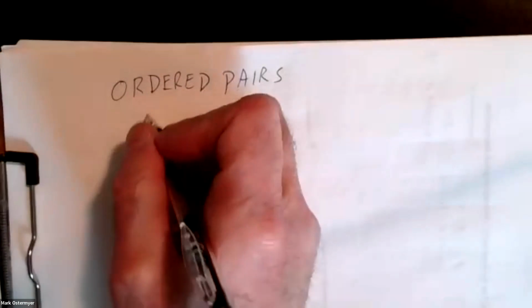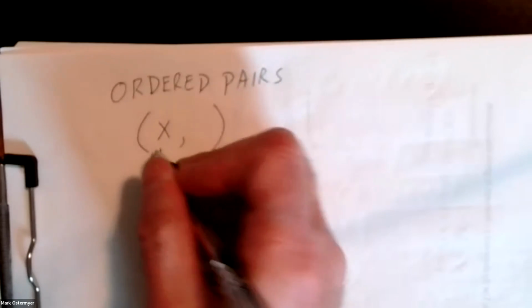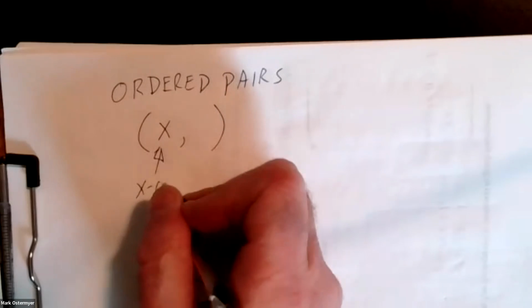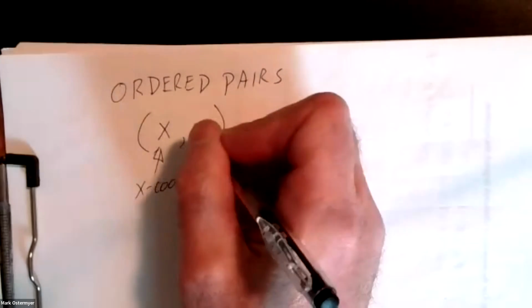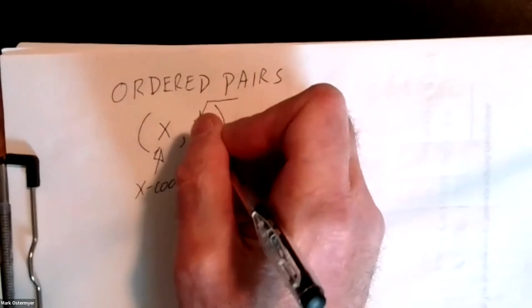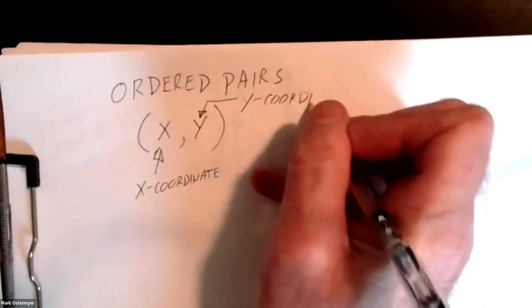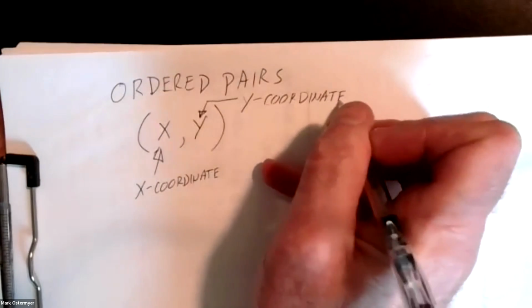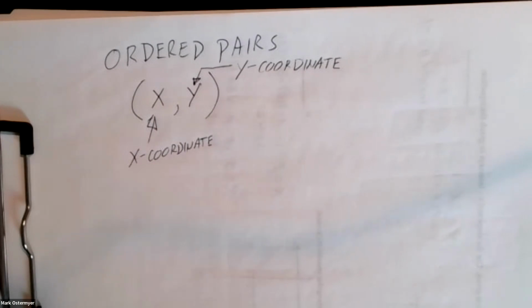So ordered pairs, as the name suggests, have a specific order about them. The first entry is called the x coordinate of the ordered pair. The second entry of the ordered pair is referred to as the y coordinate. And these ordered pairs are going to provide an address or a location for a point that belongs in the XY plane.